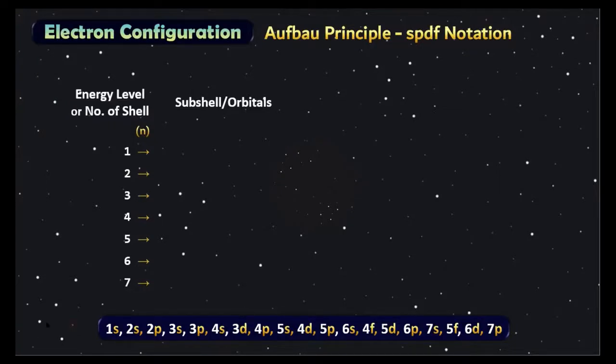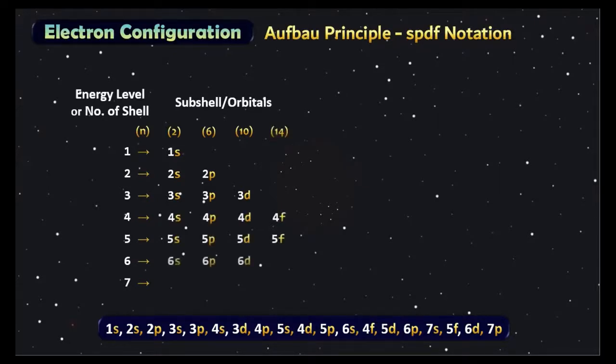Note, in every shell, in the first shell we have only the S subshell. In the second, 2S and P subshell, and these are the maximum number of electrons per subshell. In the third shell we have S, P, D subshell, and the fourth has S, P, D, F, and then still the same, and S, P, D.